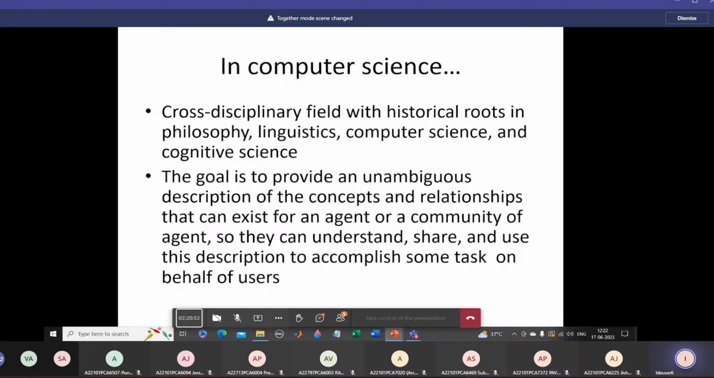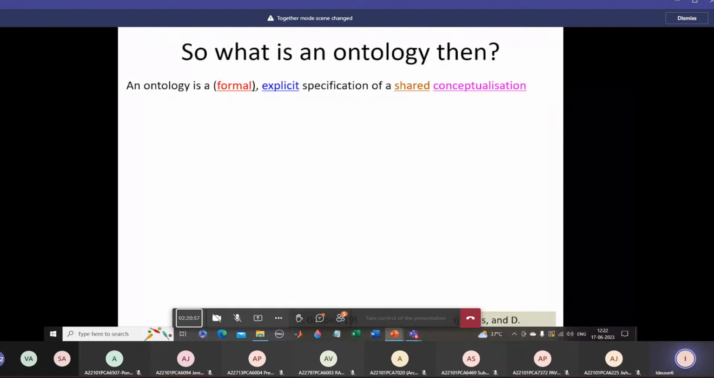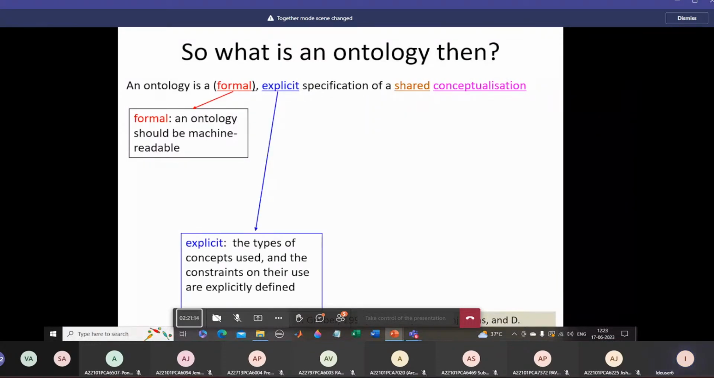In computer science, this is the philosophy. So what is ontology? It's a formal specification of a shared conceptualization. Okay, what do you mean formal? An ontology should be machine readable. Explicit: the types of concepts used and the constraints on their use are explicitly defined. You should say, this is the concept and this is the rule, the constraints they have, all that.